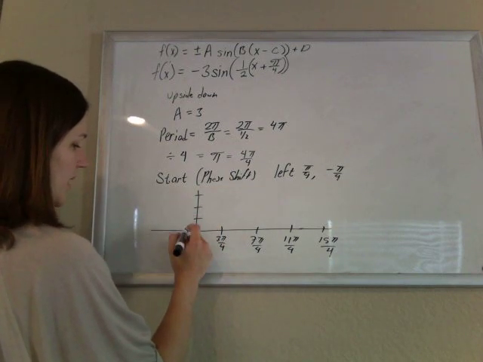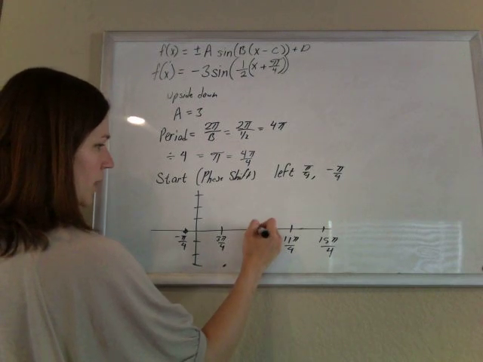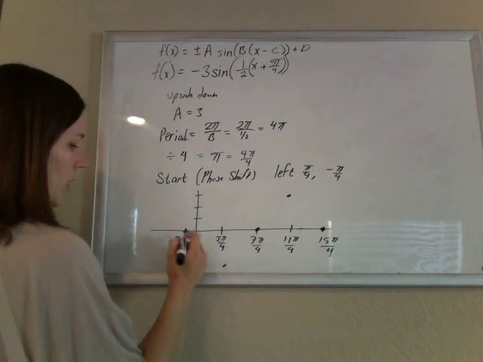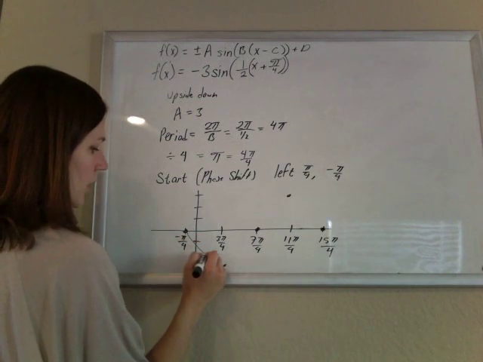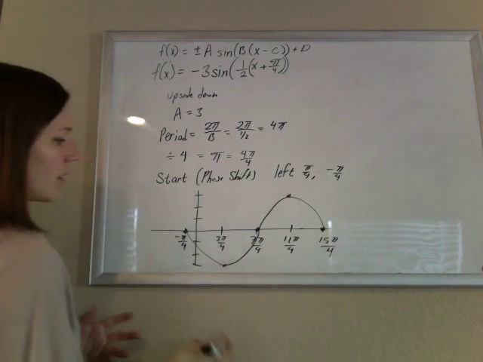So I'm going to draw my sine graph, middle, down, back to the middle, then up, back to the middle. Back to the middle after every one. So down, middle, up, middle. And there it is.